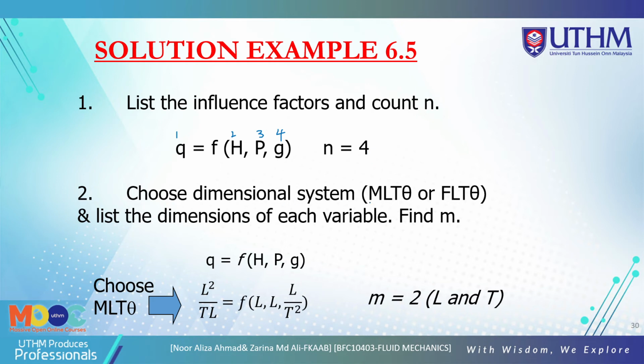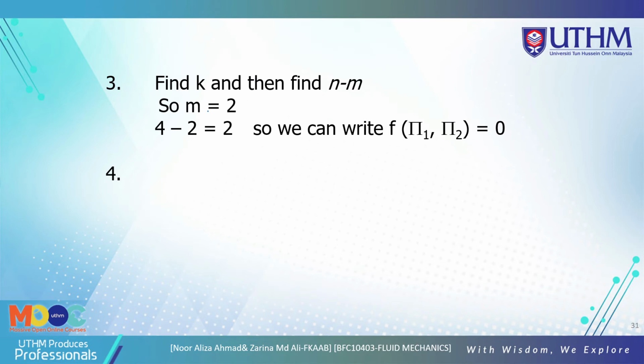Okay, choose the dimensional system, MLT, and list the dimensions of each variable. H is a height, P is also a length L, and G is acceleration. So they only have L and T. No M, no theta. So M, the number of reference dimensions, is 2. N minus M is 2.